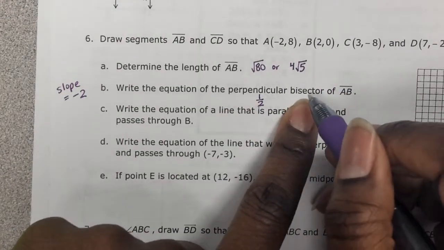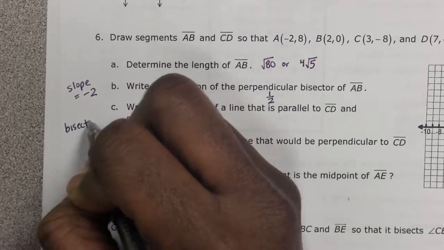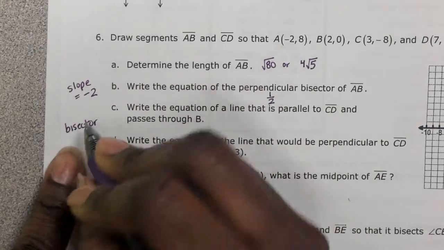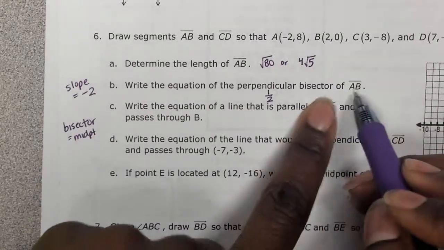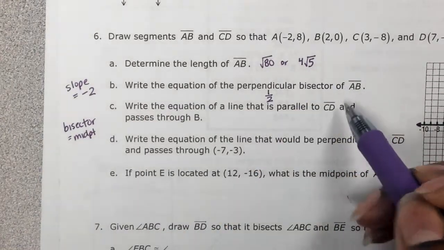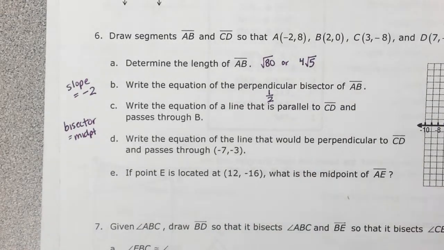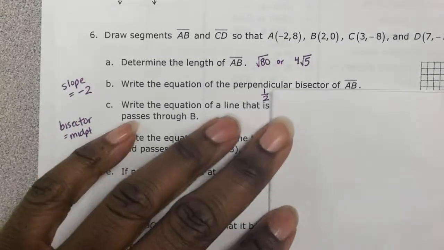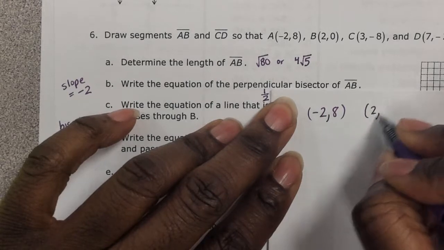However, since it says bisector, we have to find the midpoint. Bless you. Thank you. So in order for something to be bisected, we have to find the midpoint. The midpoint of what? Midpoint of AB. So using the midpoint formula, I don't have much space on this paper, so I have -2, 8 and 2, 0.